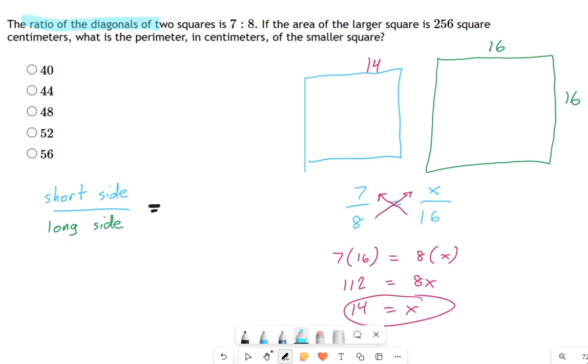The ratio of a side to a side is the same as the ratio of the diagonal to the diagonal because they're both lengths, right? They both have the same units of distance.